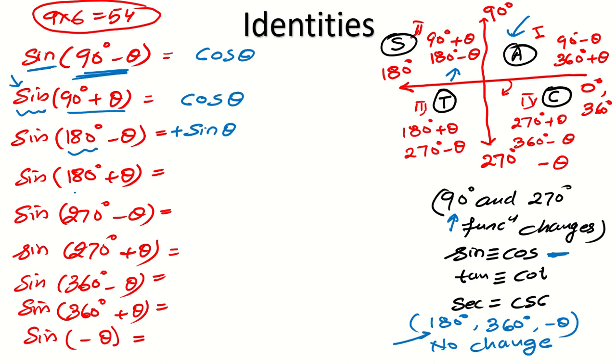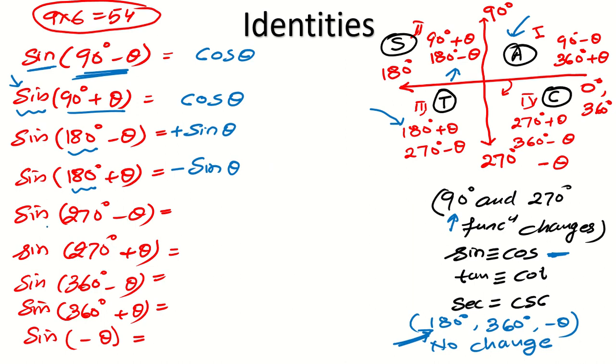Yeah. So sine 180. Now you see here what I told you, for 180 the function does not change. So it is sine theta. And 180 plus theta, in which quadrant does it lie? In the third quadrant. And in the third quadrant, sine is negative. So sine 180 plus theta will be equal to minus sine theta.